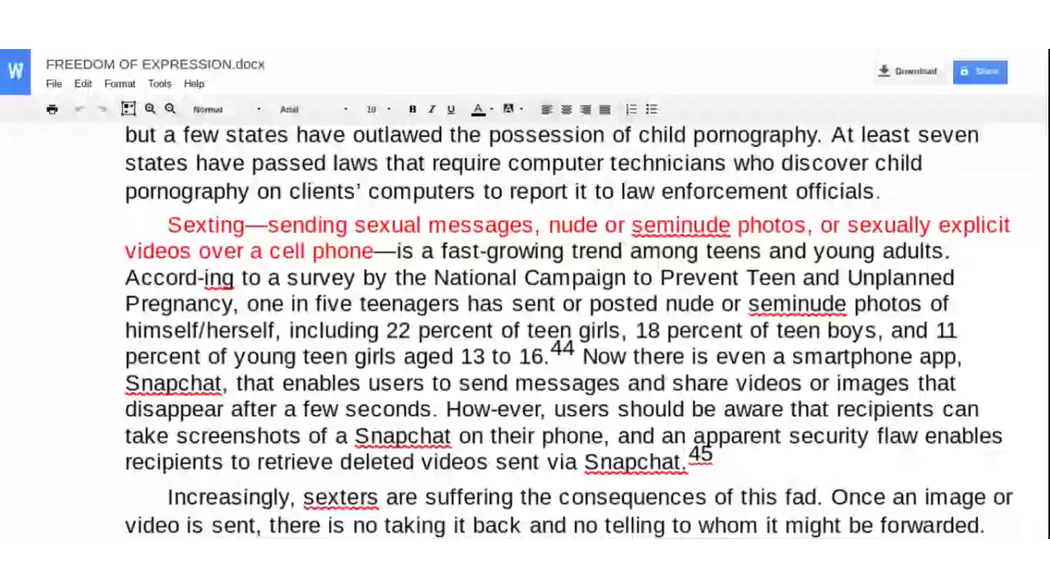So sexting, sending sexual messages, nude or semi-nude photos, or sexually explicit videos on a cell phone, and of course other electronic means that the same can be done. So what do we say about that, and what does the law say about that kind of an action?